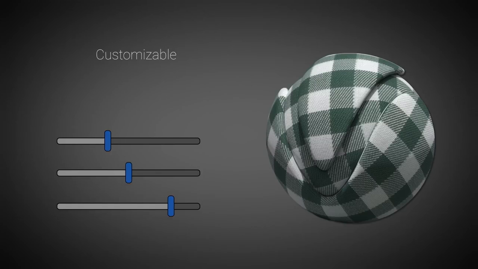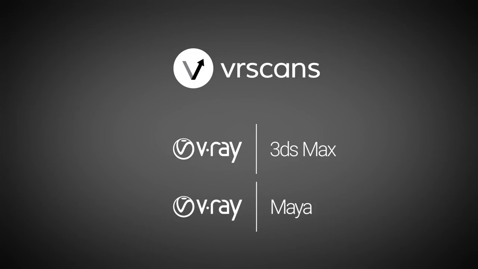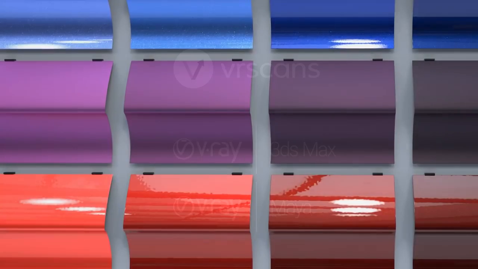The VRscans material plugin is part of V-Ray version 3.5 or higher, which provides the user interface for importing, modifying and using the VRscans materials in V-Ray for 3ds Max and V-Ray for Maya. There is no need for additional installation. Once you purchase a license for the VRscans plugin, you automatically receive a 1-year subscription for the VRscans library.